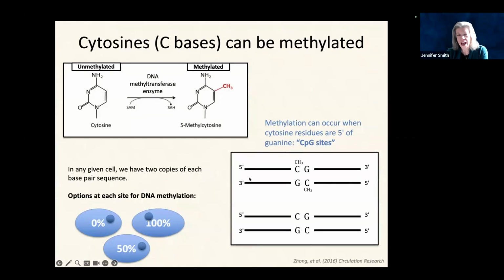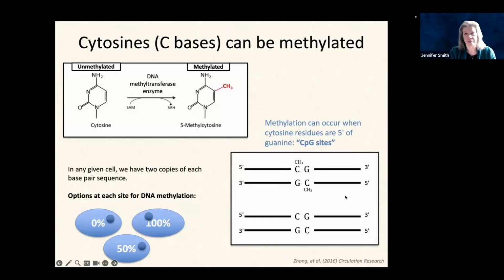Okay. It happens when you have a cytosine that's 5' to a guanine. So going along the DNA, 5' C, G, 3'. Those are the places where it can happen. We call these places CpG sites. The p just stands for phosphate, because DNA has a sugar phosphate backbone. So you've got C and then phosphate and then G in the genome. So these CpG sites, we're going to talk about those a lot.